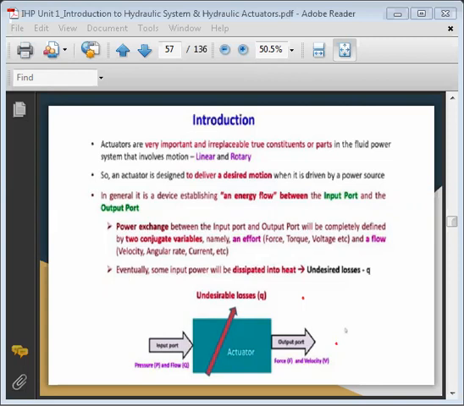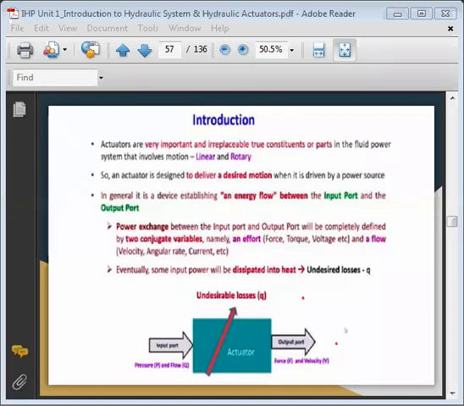Based on the motion produced by the actuators, there are two types. One is the linear actuator, also called your hydraulic cylinder, and the rotary actuator, which is also known as hydraulic motors. So an actuator is designed to deliver a desired motion.